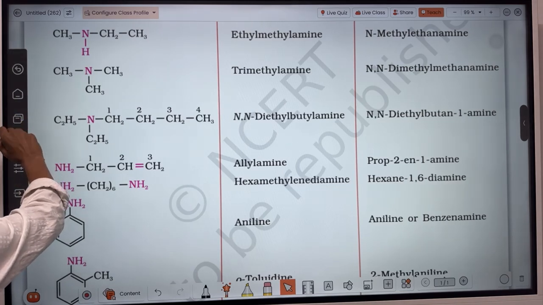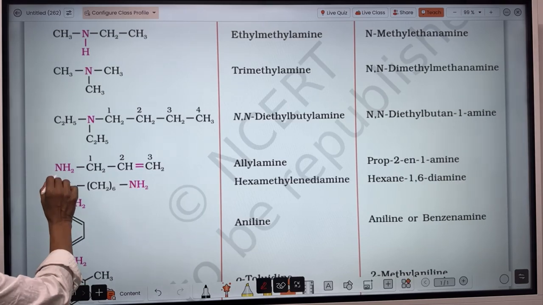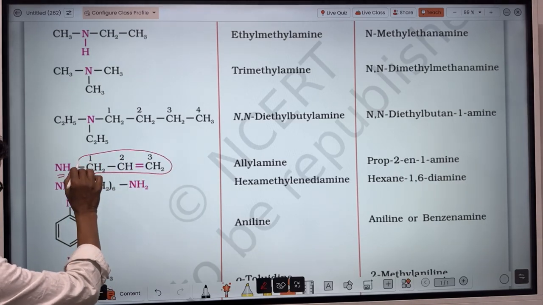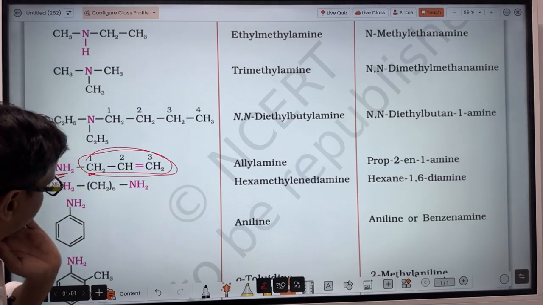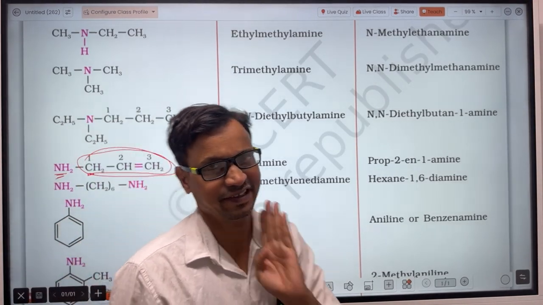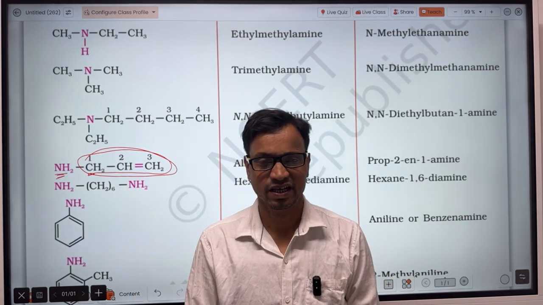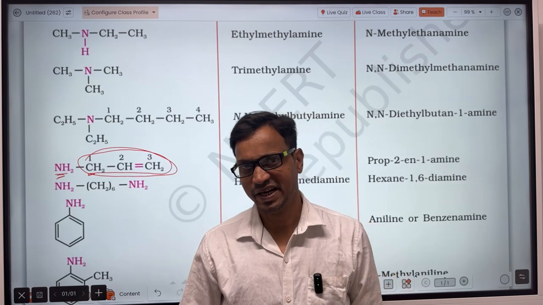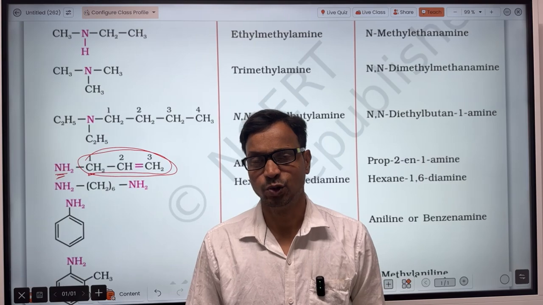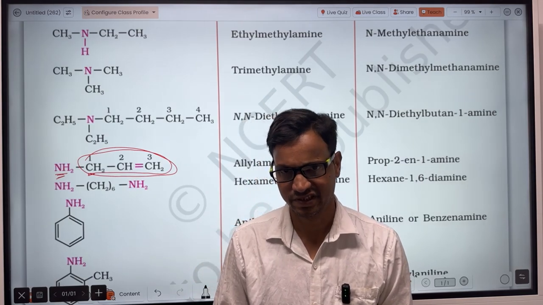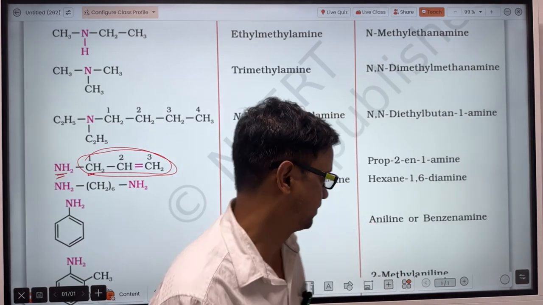Now let's see the IUPAC name of this compound. Here the functional group is bonded to this carbon atom. This is the chain. For amine we use the suffix, and amine is a senior functional group compared to alkene or alkyne. So when we do the numbering, we have to give the lowest position to the amine.